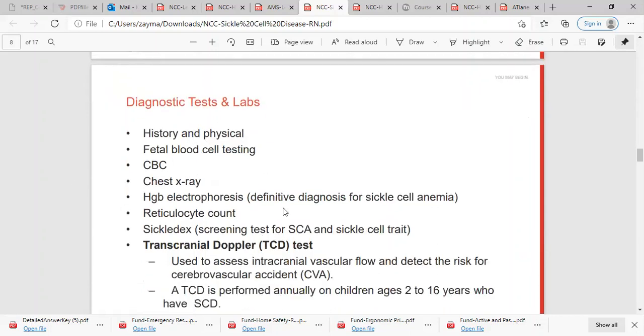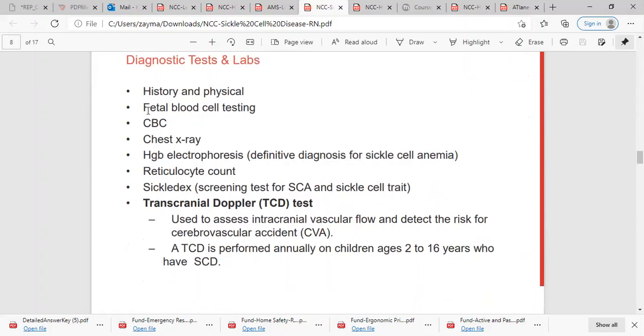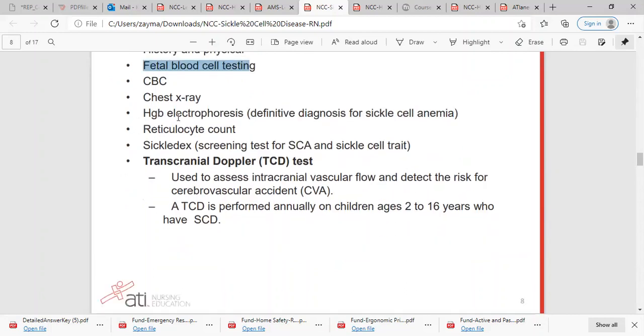Again, for testing for sickle cell, hemoglobin electrophoresis is your definitive diagnostic test. Remember the reticulocyte count, those are the immature red blood cells. They're going to be produced at a rapid rate when the cells are sickling. You can also do fetal blood cell testing while the baby's in utero to see if they're going to have sickle cell at birth.